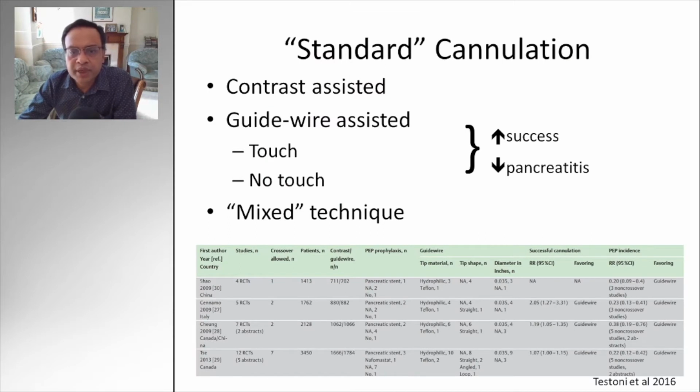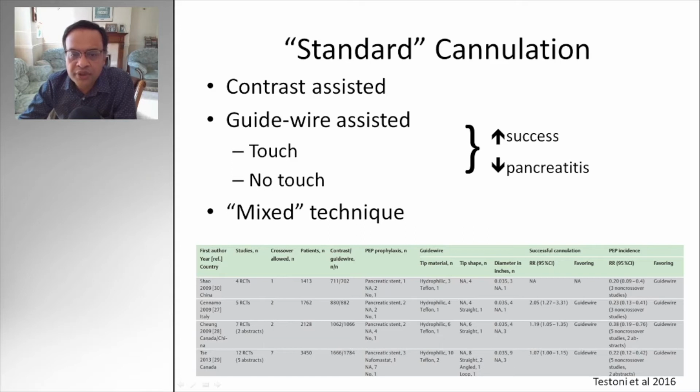Standard cannulation may be divided into contrast-assisted cannulation and guidewire-assisted cannulation. With contrast-assisted cannulation, we place the tip of the cannula into the common channel and gently squirt a small amount of contrast to opacify the ducts, and then adjust position to get selective cannulation. With guidewire-assisted cannulation, we use a wire to selectively cannulate the desired duct and then follow through with the cannula.